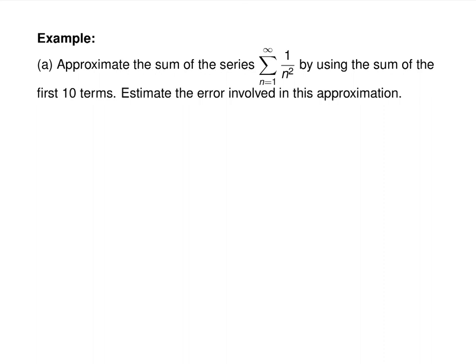Okay, approximate this sum by using the sum of the first 10 terms. So that will be S10, which is 1 over 1 squared plus 1 over 2 squared plus 1 over 3 squared up to 1 over 10 squared. I don't want you to actually do that arithmetic, so please don't. Just use a calculator and tell me what that's approximately equal to. It's about equal to 1.5498.